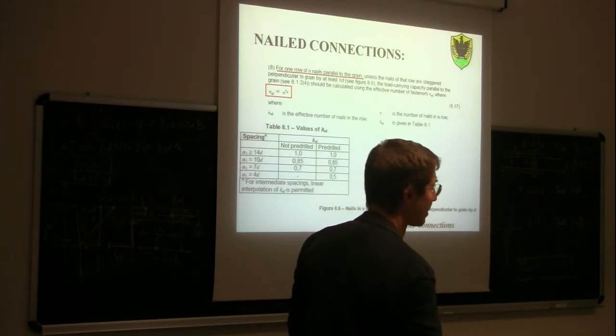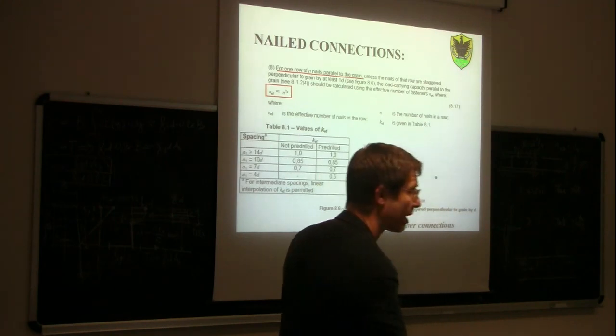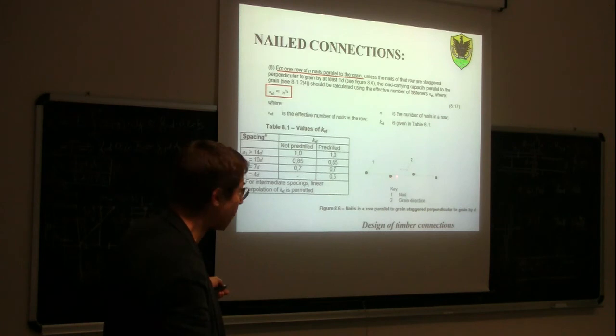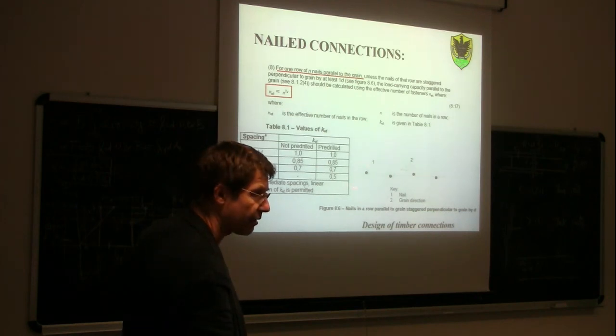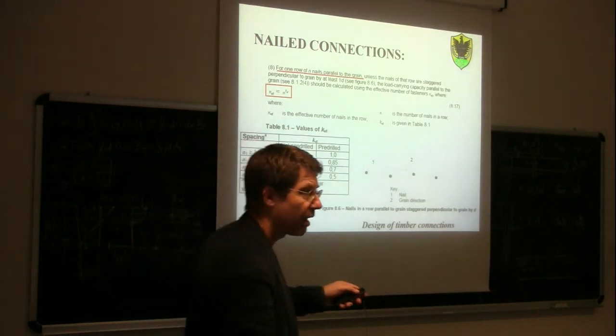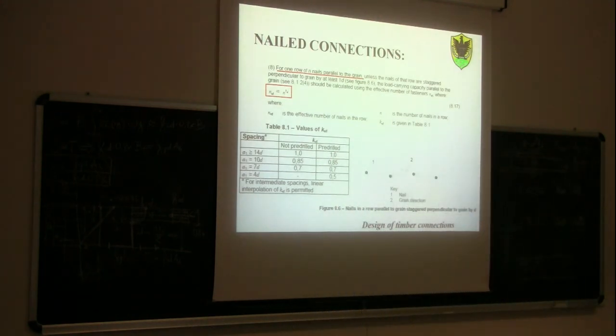What does it mean? It means that if I put the nails staggered, so rather than all in a line, I stagger them by 1d. So the distance perpendicular to the grain is 1d between this and this. So I alternate the nails in this way. If I do it this way, I don't need to apply any reduction because basically they are not in a line. They are in a line two by two, but then the distance is very big. Okay, so if I do this staggering, then I can use in my verification the actual number of nails. But if I don't do this, then I need to use this relationship here.